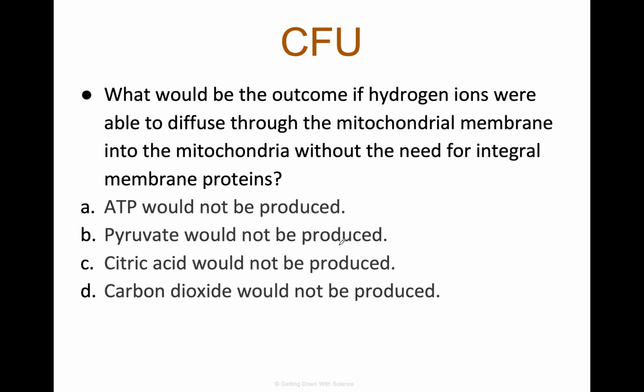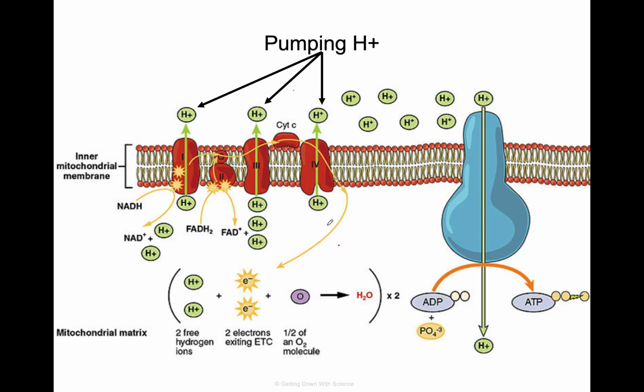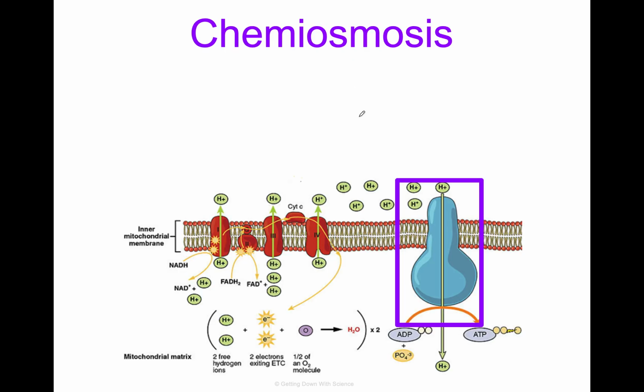What would be the outcome if hydrogen ions were able to diffuse through the mitochondrial membrane into the mitochondria without the need for intermembrane proteins? We encountered a question like this recently with photosynthesis, where if the membrane proteins were just open and passive transport was occurring, what would be the outcome? ATP wouldn't be produced. Done, right? If this process isn't occurring, if these hydrogen ions can just move freely, then they're not going to be pushed through here, and this process won't occur, right? Without that process, we don't get ATP. We don't have energy. Amazing.